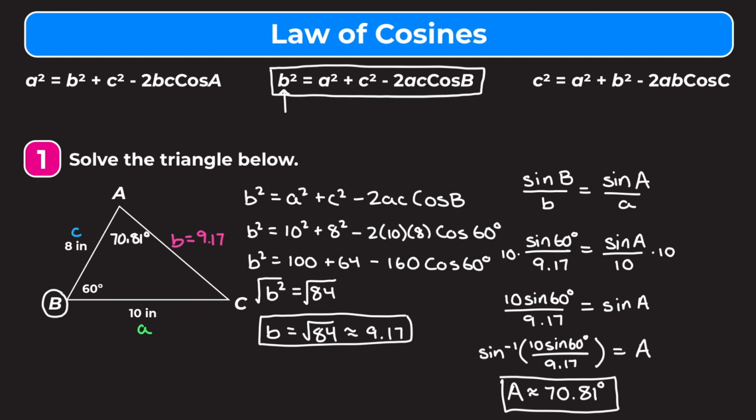And now we have to remember that the sum of the angles in any triangle is 180. So we can say angle C plus angle A, which is 70.81 degrees, plus angle B, which is 60 degrees, is equal to 180. And we can subtract 70.81 and 60 from both sides of our equation. And if we do that, we should get that angle C is equal to 49.19 degrees. So we've solved for all the missing angles and sides in this triangle, so we know we're done with this problem. And now we're going to go over one more example where we are solving for an angle instead of solving for a side first.